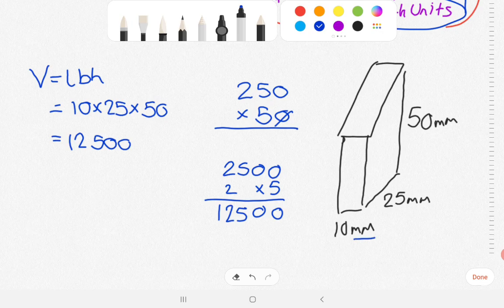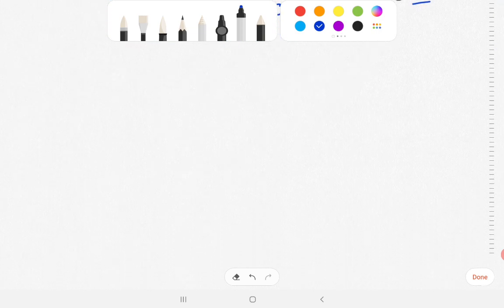And this time we need to look at our units. This time you'll notice it's in millimetres, so we're going to have millimetres cubed. Okay, and that is how we do these. I don't think you're going to find this bit too difficult, but I want to look at one final type of question with you today.